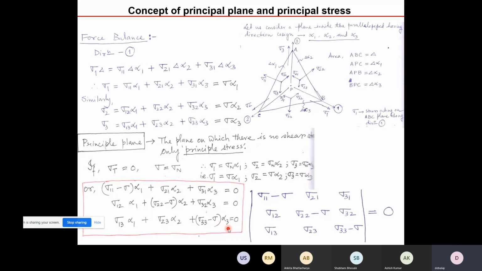Now for these 3 expressions to be valid, I want to find the solution. I want to determine the 3 values of sigma for which this solution can be achieved. There can be 3 possible values of sigma. And basically the stress tensor, though I am writing it in terms of components sigma 1 1, 1 2, 1 3, actually these will be real values.